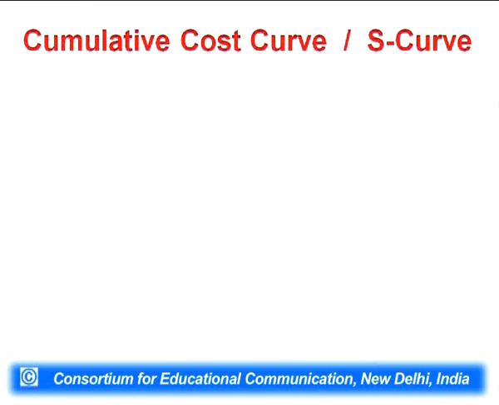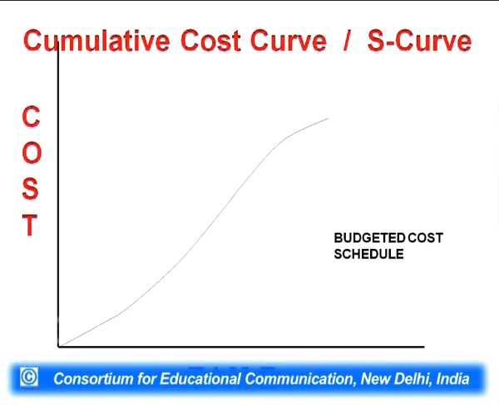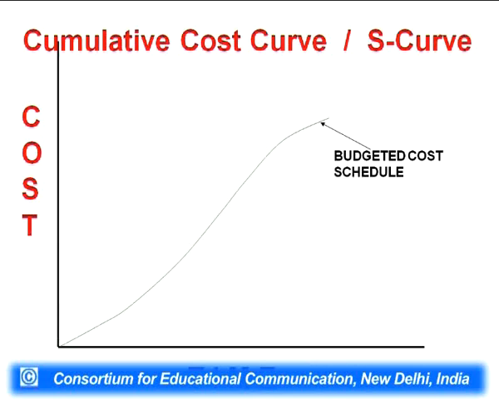Cumulative cost curve, S curve. For any project, we will make a cumulative cost curve. All these three costs are of cumulative nature. X-axis time, Y-axis cost, and this first curve is a cumulative cost curve, which is the budgeted cost schedule. Before starting a project, one can have a budget and how the requirement of funds will move as the project proceeds. This is another cost, actual cost. This shows that actual cost is more than the budgeted cost.